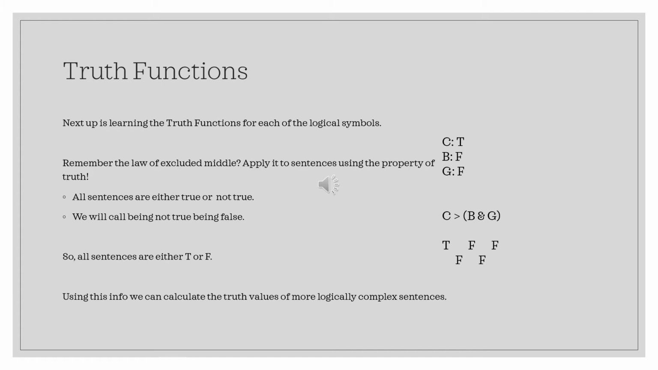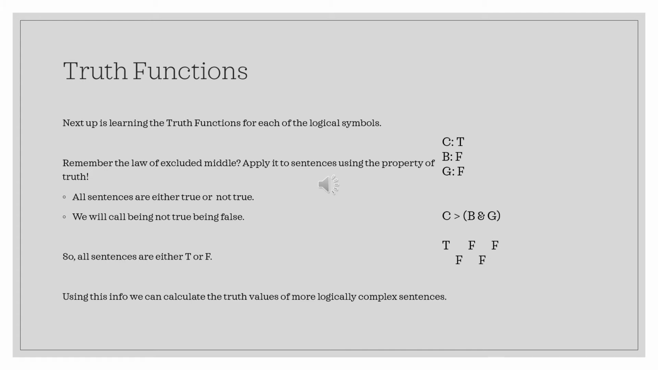Well, the same thing is going to go here, right? So take this complex sentence. It's C arrow B ampersand G. Well, what's that say? It says if C, then B and G. Now, we don't know if this sentence as it stands is true or false yet. But if we have the truth values of each of the individual sentences, C, B, and G, then we'll ultimately be able to calculate the truth value of the entire sentence.